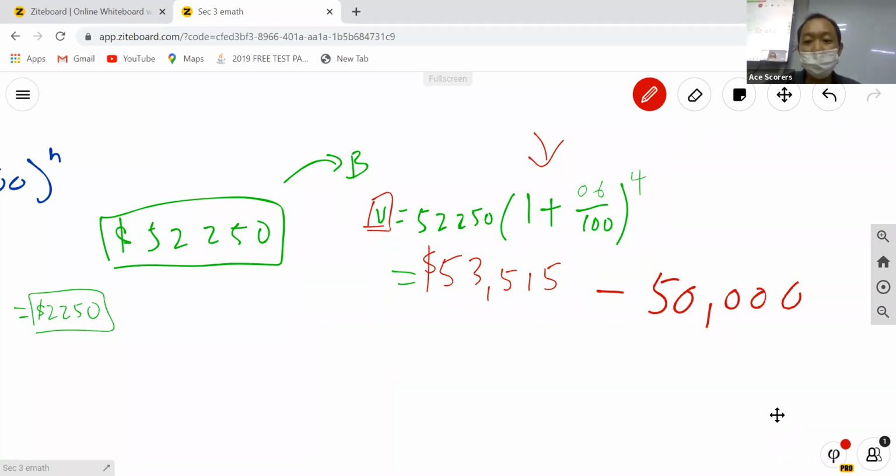Compound interest, simple interest, minus. 3,515. Okay, that's the final answer.